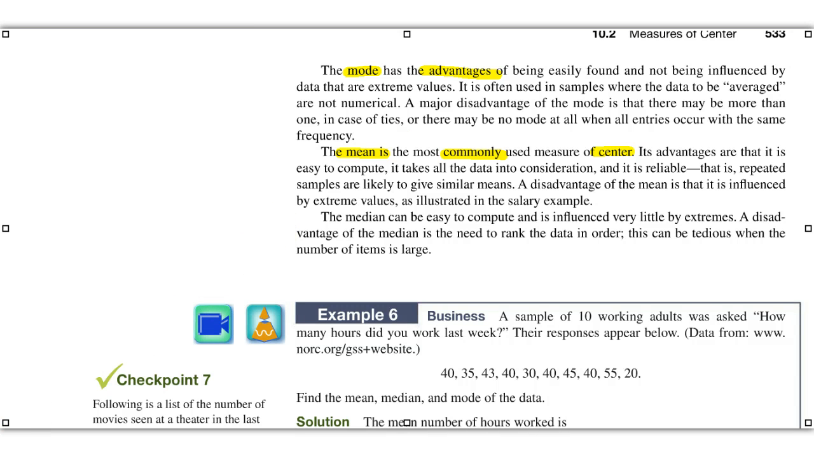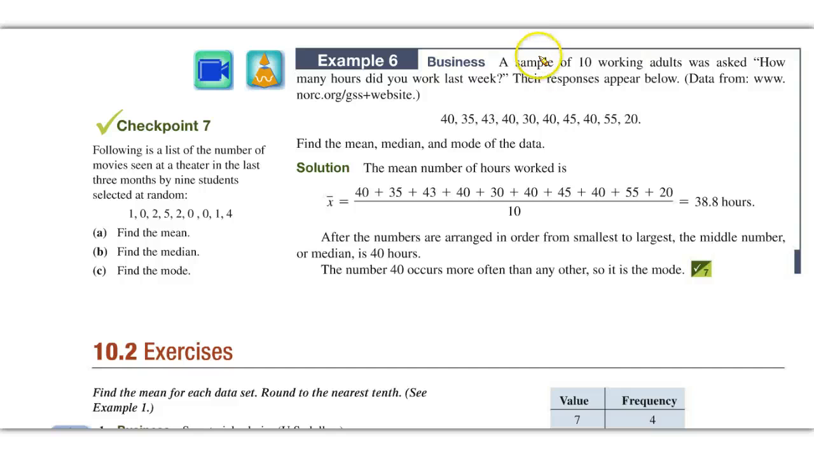All right, let's go on to example 6. So here we're working with 10 adults. How many hours did they work last week? We have the data. They want you to find the mean. So we'll do that by taking the sum of all the hours and dividing it by 10. And this gives us our mean, arithmetic mean, our average hours worked.